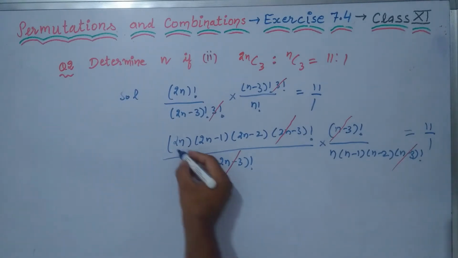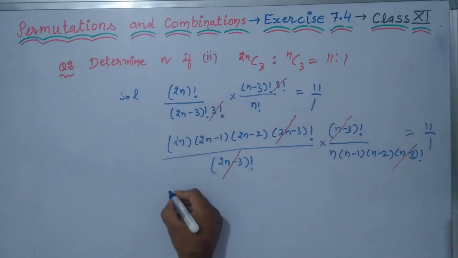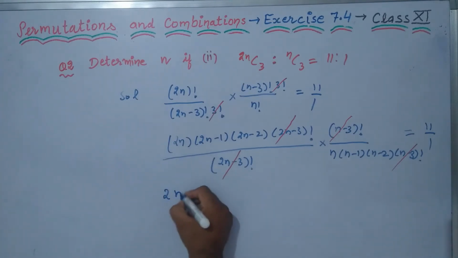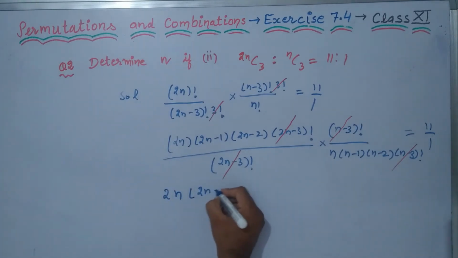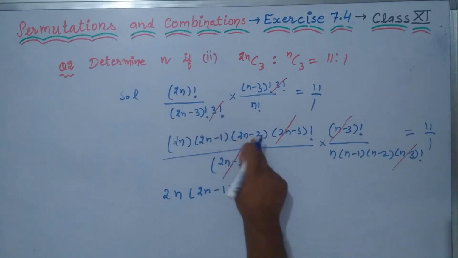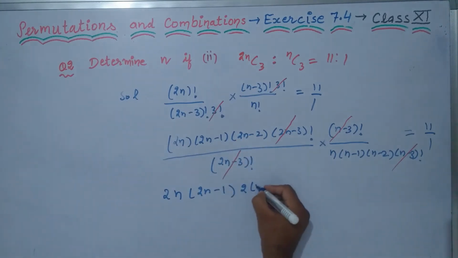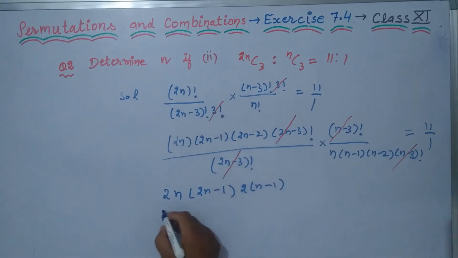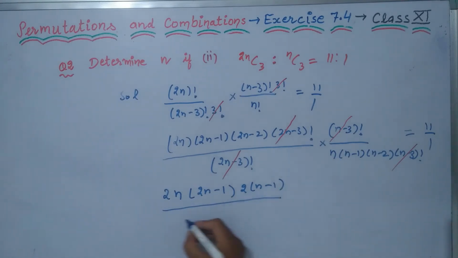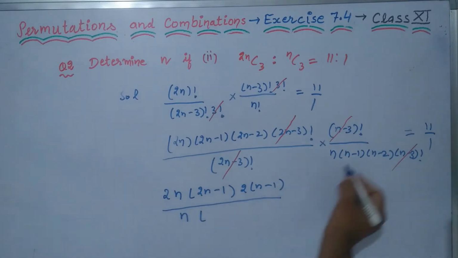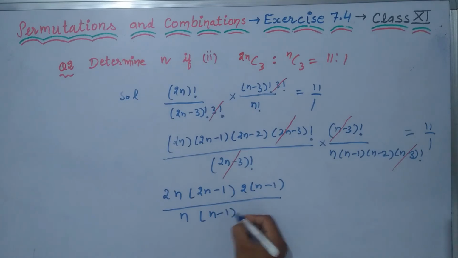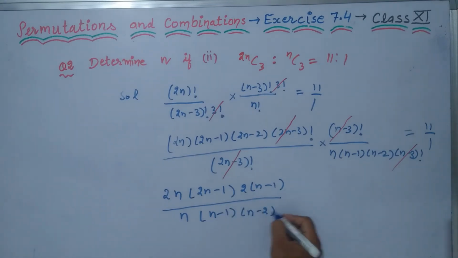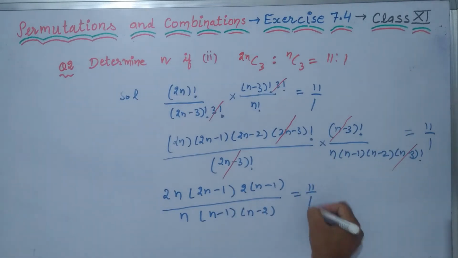Now what we do, we write this as 2n into 2n minus 1, taking 2 outside, we have n minus 1 in the denominator. This is n into n minus 1 into n minus 2 is equal to 11 upon 1.